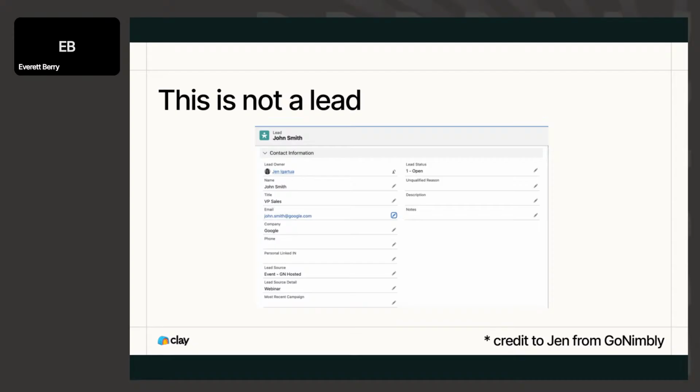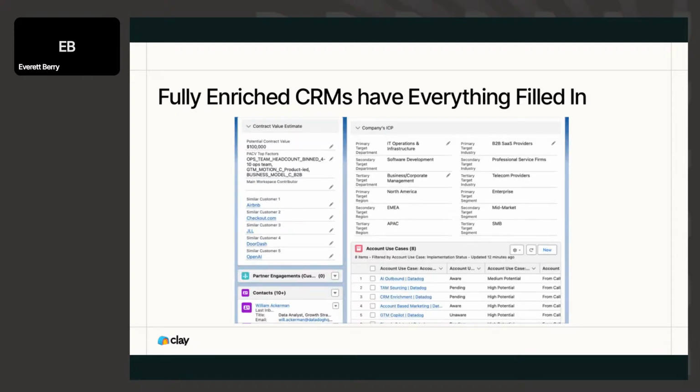And so the challenge for folks that are investing in this is to turn a page that looks like this in their CRM into a page that looks like this. So this is actually a screenshot from Clay's CRM. I believe this is Datadog, if I'm not mistaken. And you see a lot more very rich detail on a page like this. Actually, every page in Clay's CRM looks like this, whether it's a contact or an opportunity or an account.